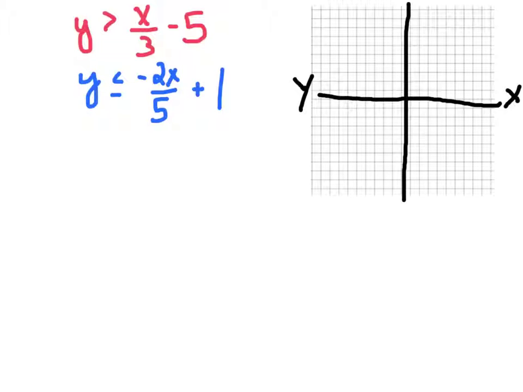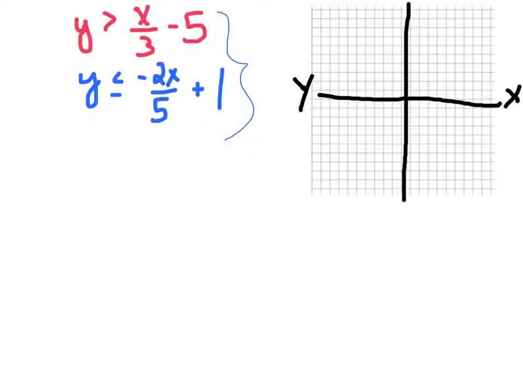Now we're going to graph a system of linear inequalities, which means that we have two or more linear inequalities, and we have to try to find the set of solutions that will work in both. So I'm going to start just by graphing both of them, since they're both in y equals mx plus b form. I'm going to start by graphing the first one.